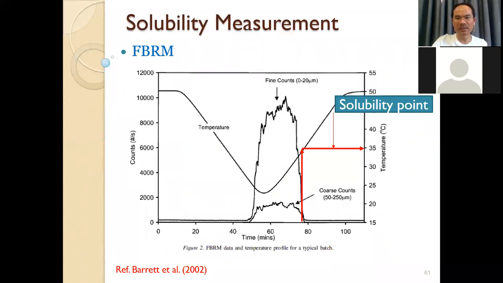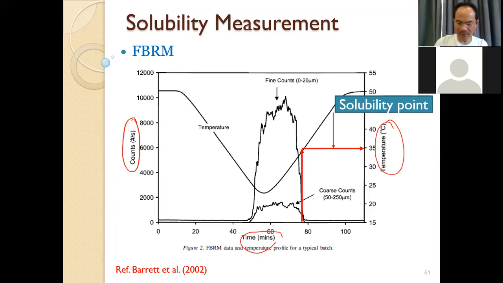Okay, we can measure the turbidity with the FBRM. Like we have the count, which is the number of crystals, and also this is the time, and this is the temperature. This is the number of crystals.